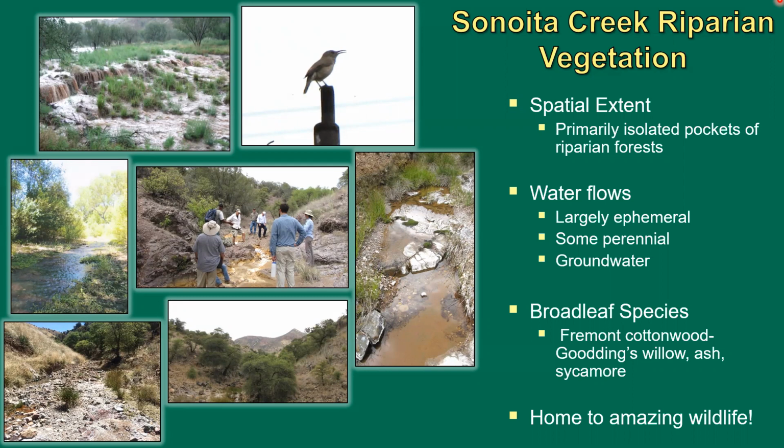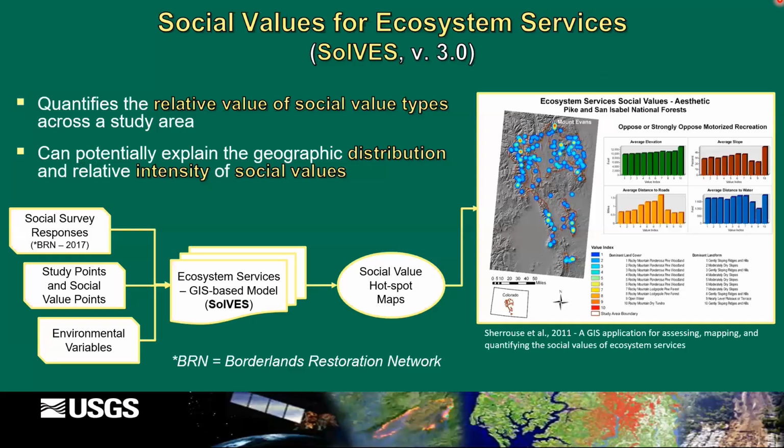If you can see on the image on the top left, they generally follow or occur during large precipitation events during the monsoon season, or even during winter precipitation events. There is some perennial flow, again, particularly southwest where you have the continuous forests, as well as some other areas. And then groundwater is also a source of water within the watershed. Generally, the vegetation is broadleaf species: Fremont cottonwood, Gooding's willow, ash, sycamore, and so on. And it's home to truly amazing wildlife. It's a beautiful area down in southeastern Arizona.